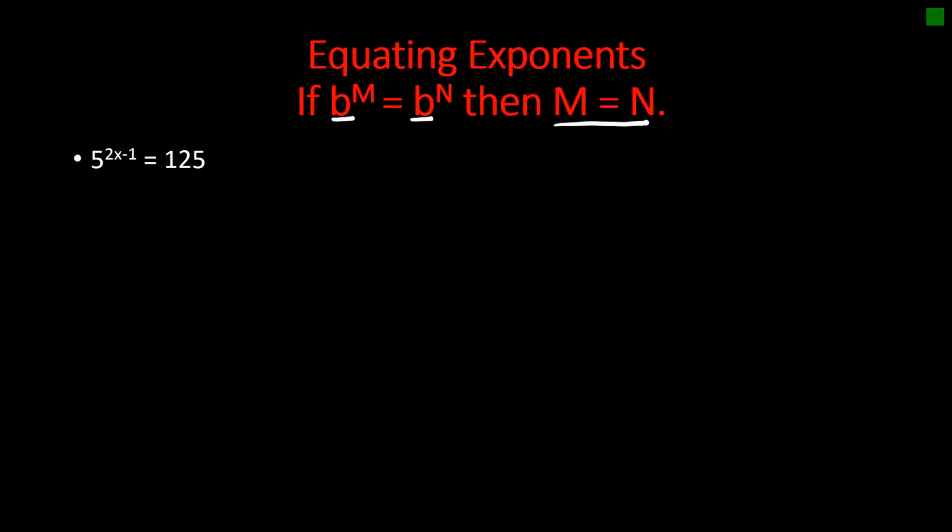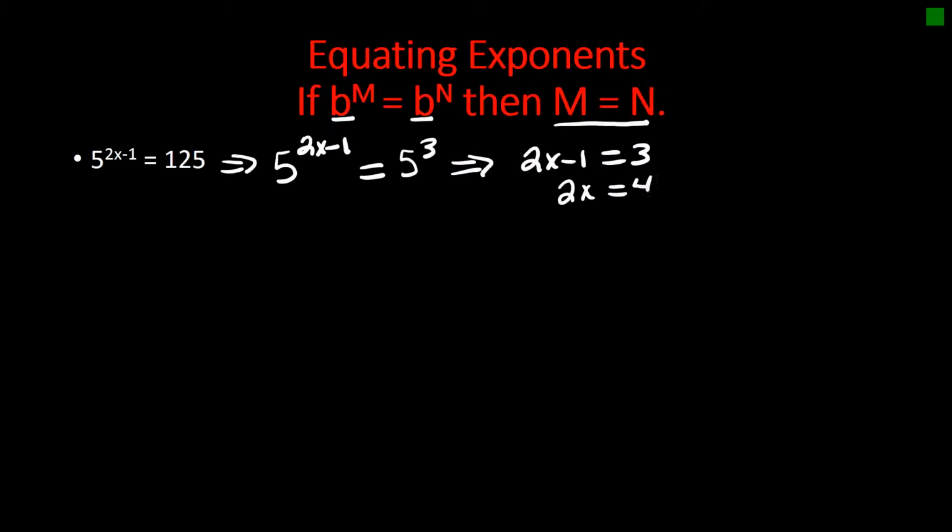The first one, 5 to the 2x minus 1 equals 125. So one thing we need to know is that our base here is 5, and 125 can be written as a power of 5. It is 5 cubed. So since 5 to the 2x minus 1 equals 5 to the third power, then we can say 2x minus 1 equals 3. So we can say that 2x equals 4 and x equals 2.